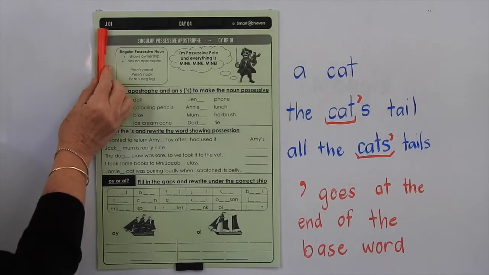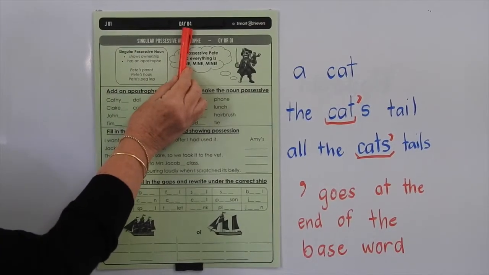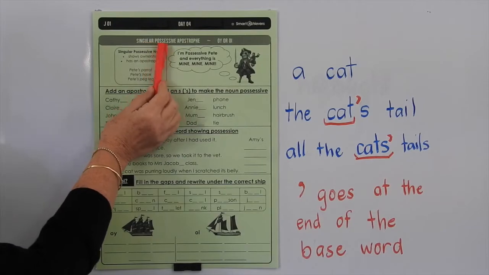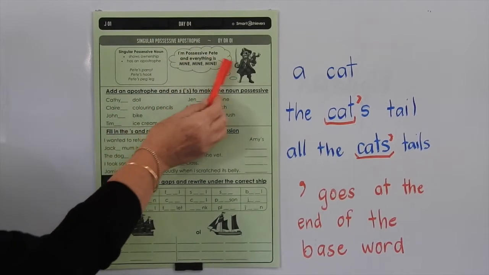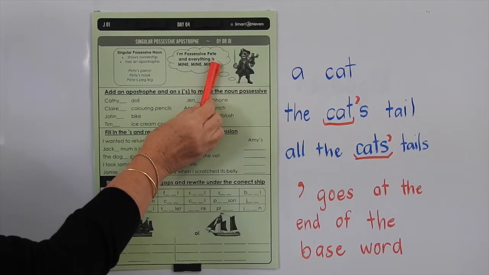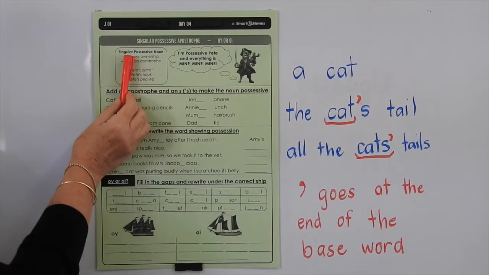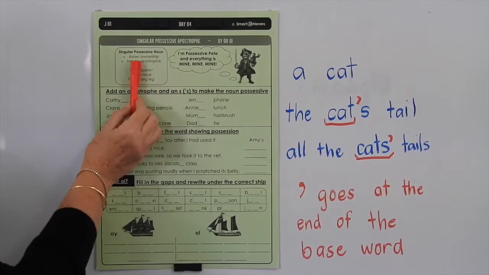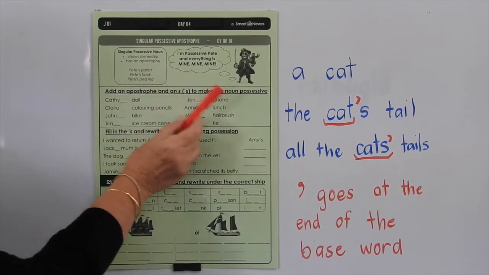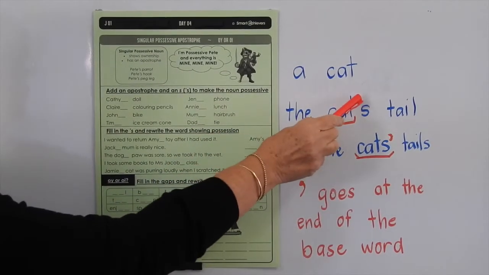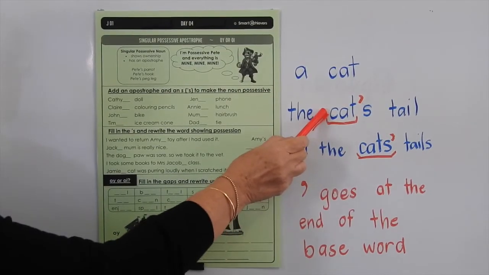This is level J, list 1, and we're looking at day 4. Here we're introducing the singular possessive apostrophe, and this is Possessive Pete, and everything is mine, mine, mine, he's saying. So a singular possessive noun shows ownership and has an apostrophe. If you have one of something, then you put the apostrophe at the end of the base word.